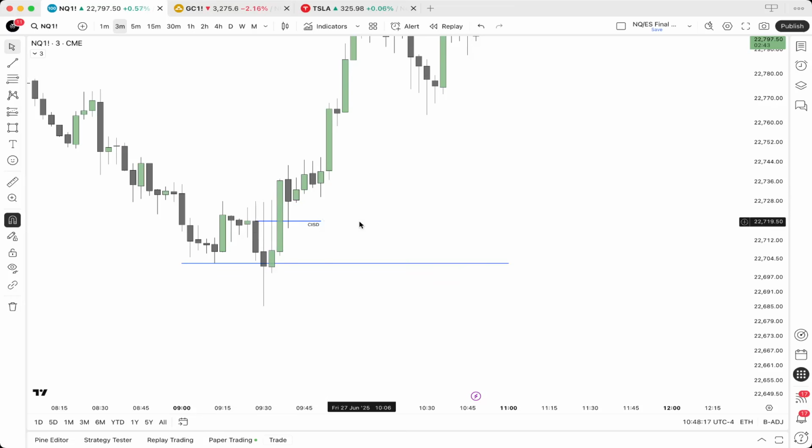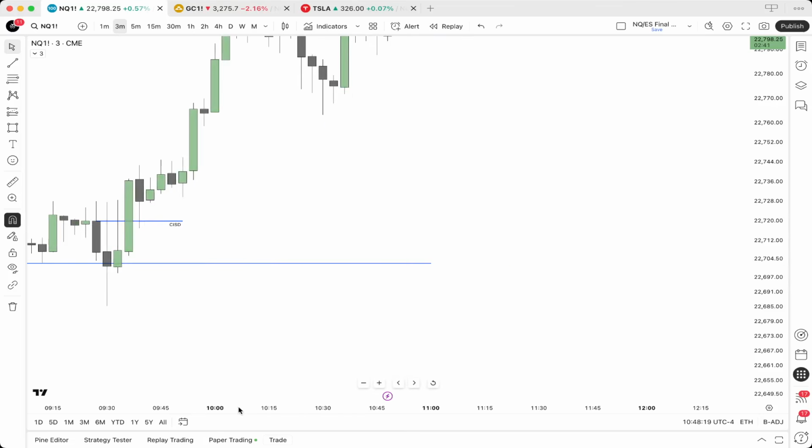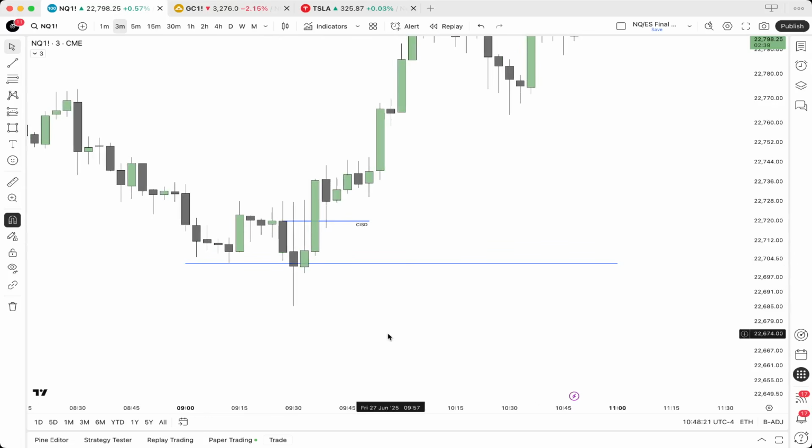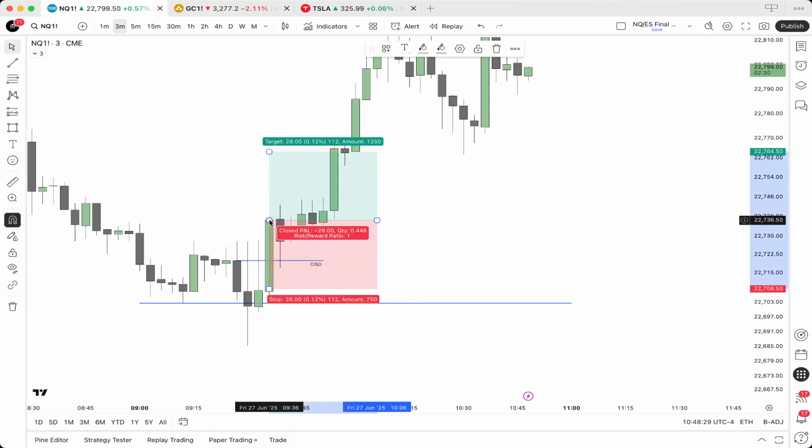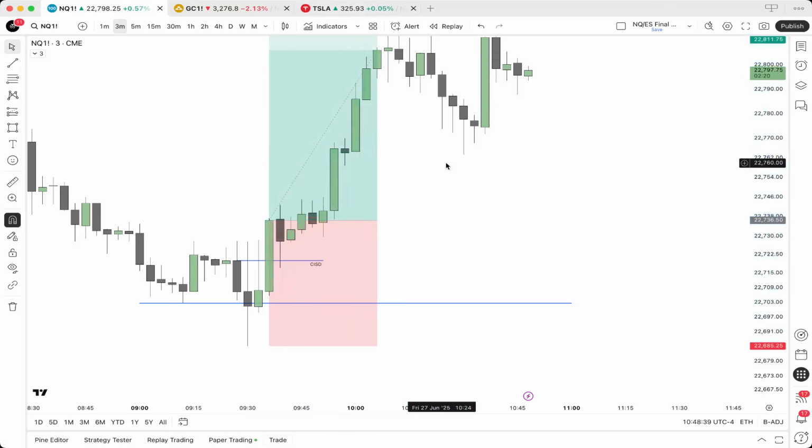So here we see now what I was looking for in a base fractal model was to see whether or not we would get a candle body closure above this change in state of delivery. And if I were to take a traditional fractal model, I would enter on the correlating time frame, so the 3-minute with this 3-minute change in state of delivery, and put my stop at the candle wick low for a higher probability trade, targeting a 2R in this position.